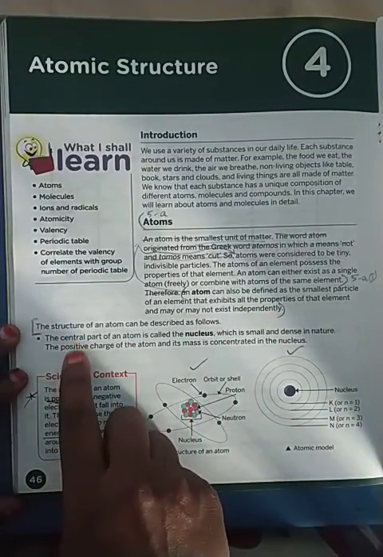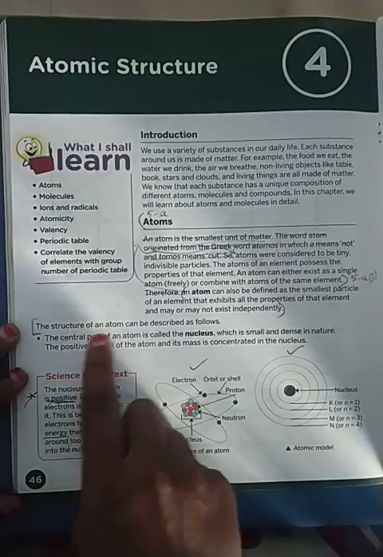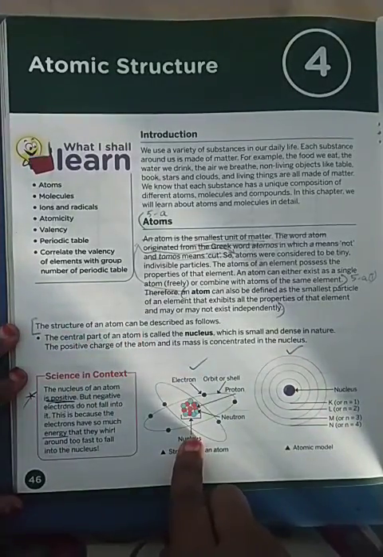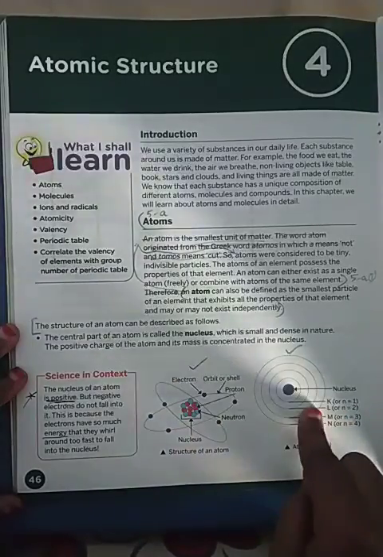Now coming to the structure of the atom. The first point is the central part of the atom. You should draw the diagram. This diagram and this diagram. Okay, first you should draw this diagram and then only you should draw this diagram.